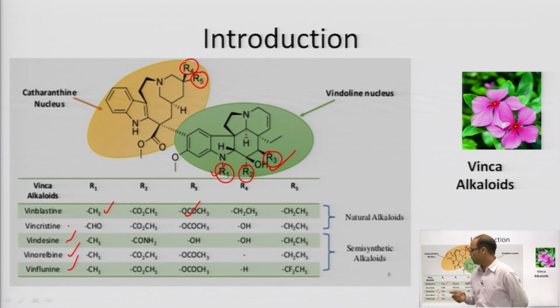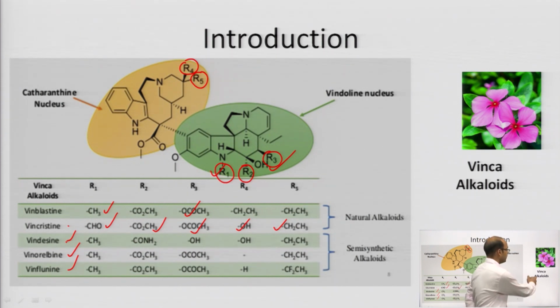Similar is the case with vincristine. If R1 is CHO, R2 is COOCH3, R3 is OCOCH3, R4 is OH and R5 is CH2CH3. In this way you can classify the Vinca alkaloids with different names on the basis of the various functional groups attached to the basic nucleus of Vinca alkaloids. And you can see the image of the plant.